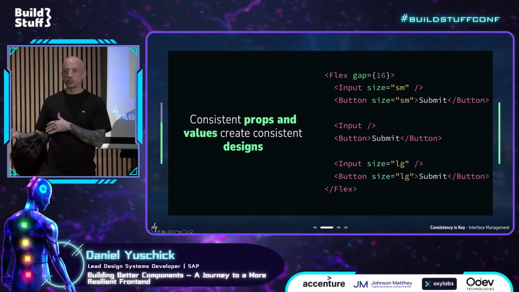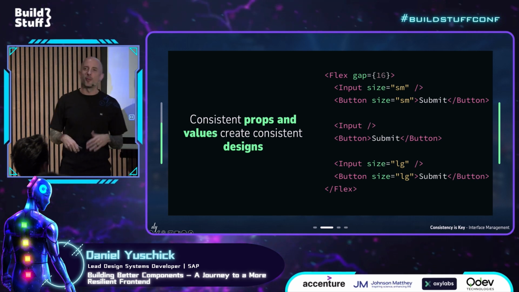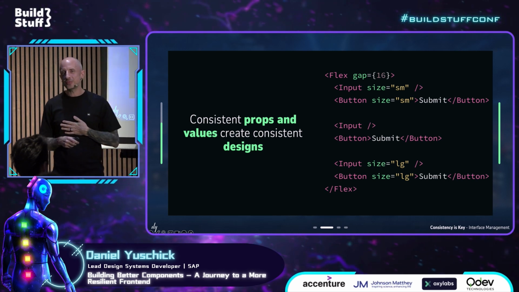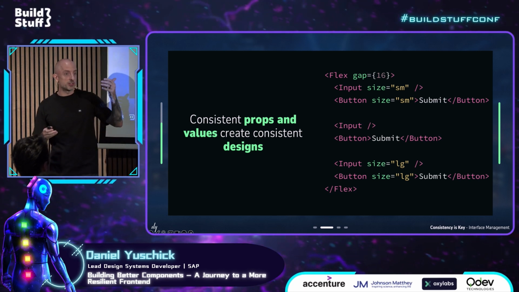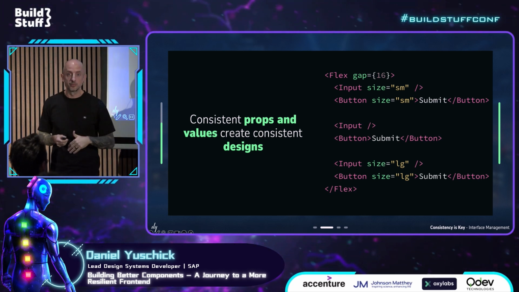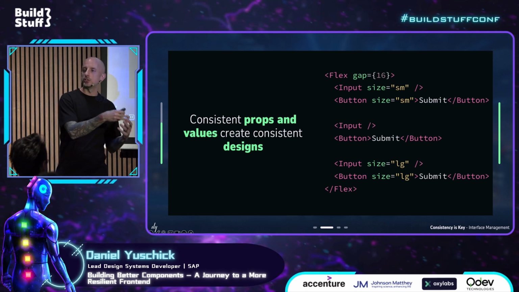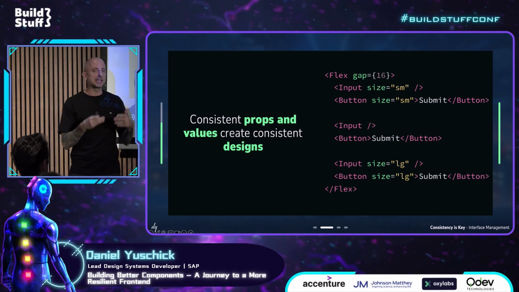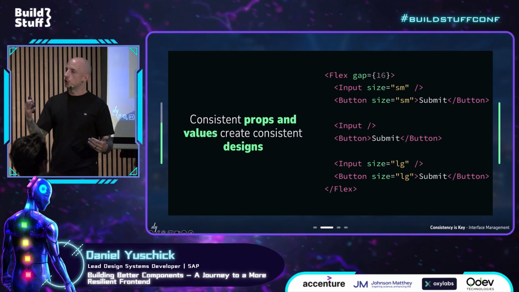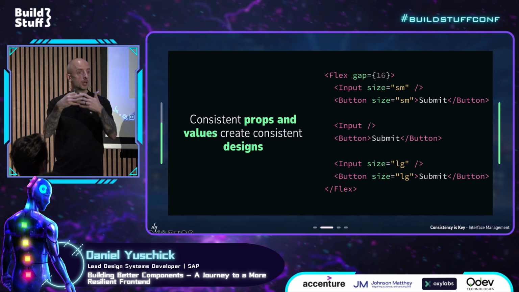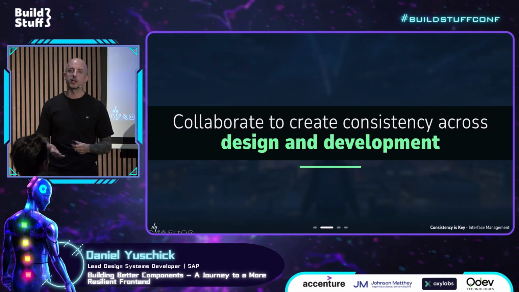So here we have an example. Now this is one that I made up just to fit this narrative. So this is all my code just to do this. But we do have a button next to an input in sizes from small, medium, large. Now I would expect, if we have this consistency on the code side, that this is going to create a consistent UI as well. Then if our code is consistent, our UI as a result should also be cohesive and consistent as well. And this is where that collaboration comes into play.